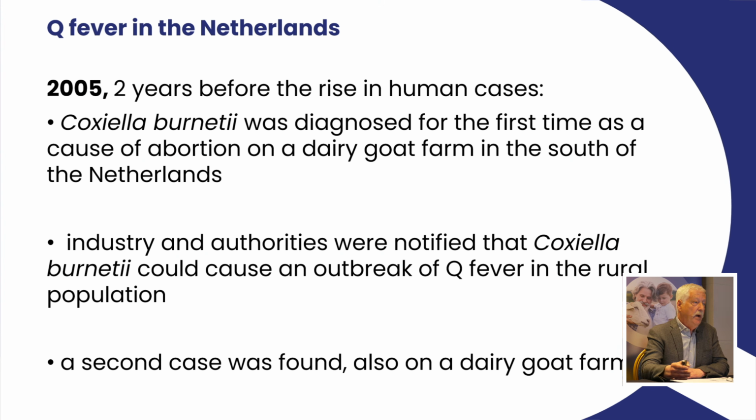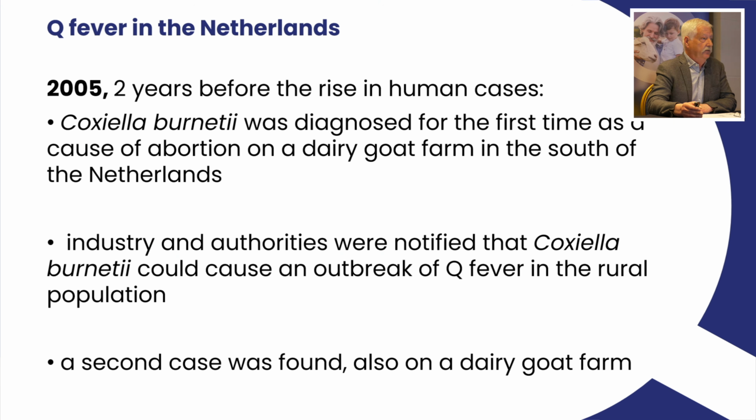If we go back to 2005, 2 years before the first human cases were found, Coxiella burnetii was diagnosed for the first time as a cause of abortion on a dairy goat farm in the southern part of the Netherlands.